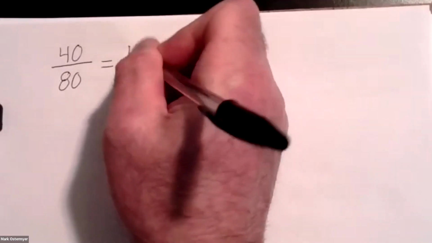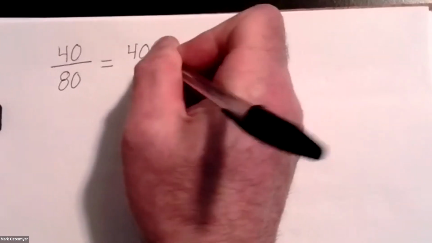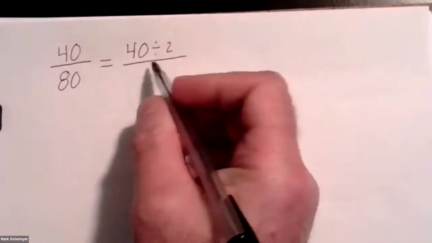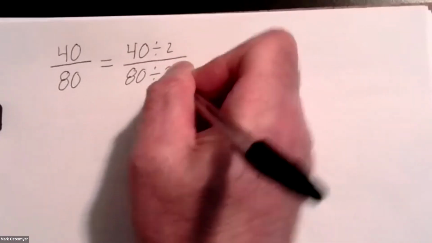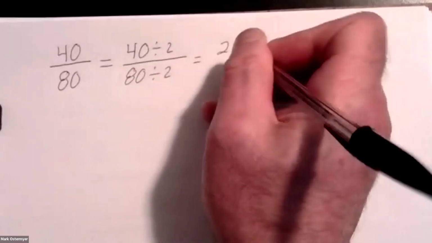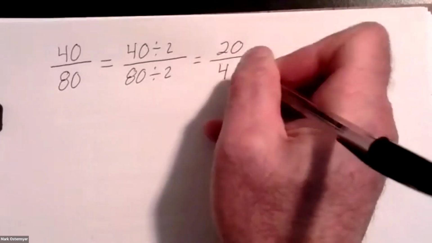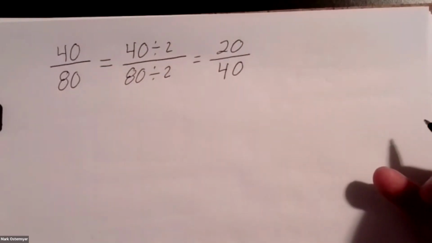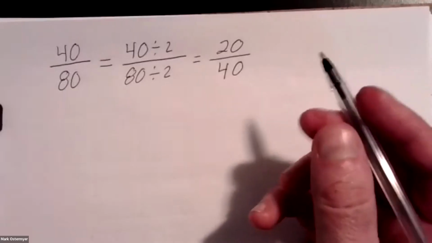Likewise, ladies and gentlemen, you can go backwards. Instead of multiplying the numerator and denominator by some number, you could what? Divide the numerator and denominator by the same number and generate an equivalent fraction. So like 40 over 80, I could divide the numerator and denominator by the number 2 and crank out what equivalent fraction? 20 over 40? Do you agree? 20 over 40 is equivalent to 40 over 80.